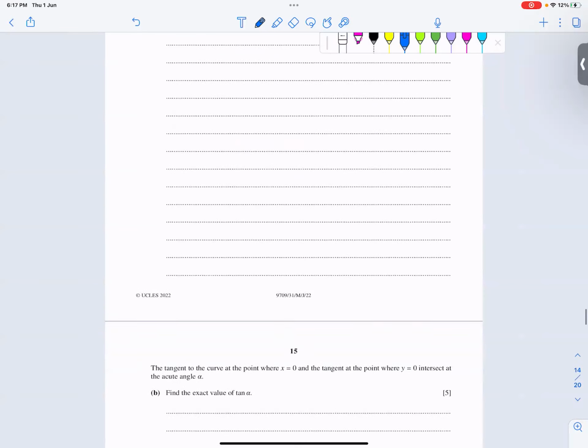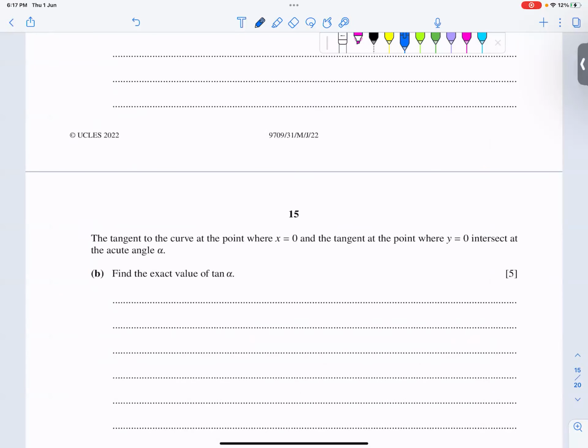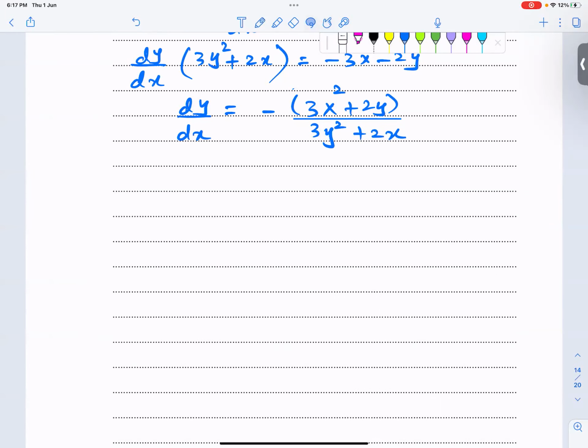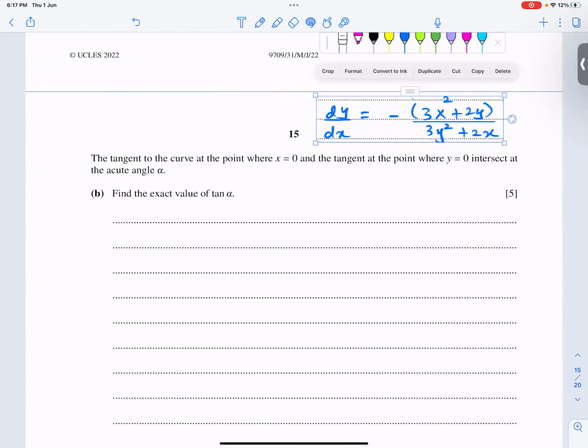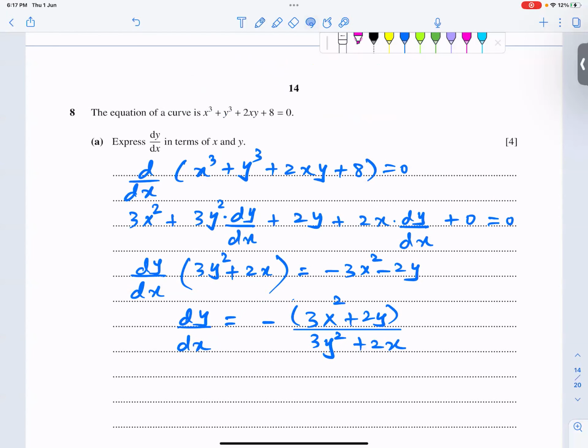The tangents to the curve at the point where x = 0 and at the point where y = 0 intersect at the acute angle alpha. This is actually an important question. For this, let me copy these two things. Secondly, the original equation.